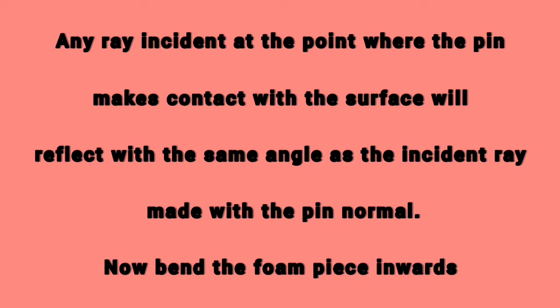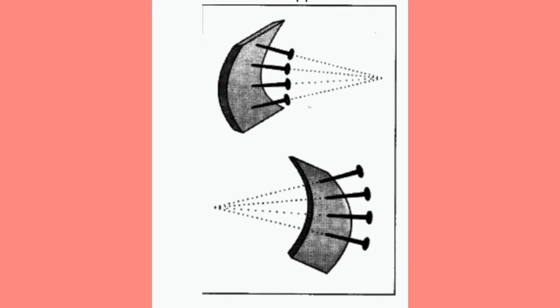So now bend the foam piece. What you have to do, you can see this in the figure, is bend the piece inwards. So what happened to the pins if we bend the foam inwards? They still represent the normal at various points, but you will notice that all the pins tend to converge at a point. Converge means they intersect at a point.